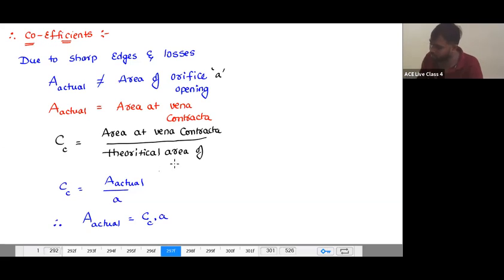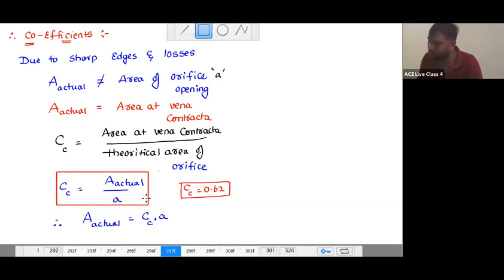Typical area of orifice. Okay, so what is the area of the orifice? A. And generally the CC is going to be 0.62. So what is the coefficient of contraction? The coefficient of contraction is the actual area by area of the orifice. Our actual area is equal to CC into A. Okay.